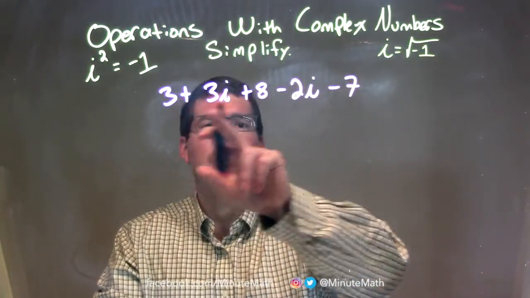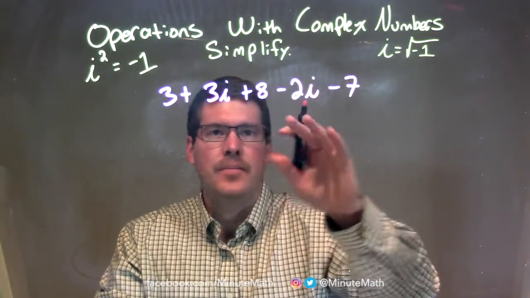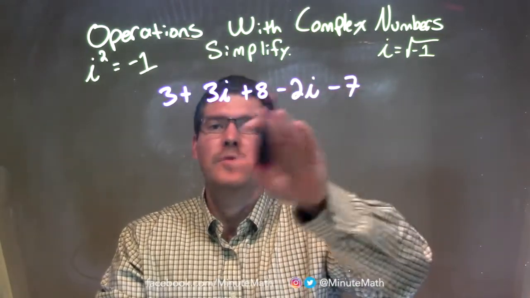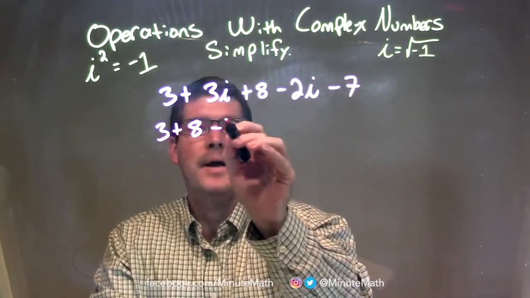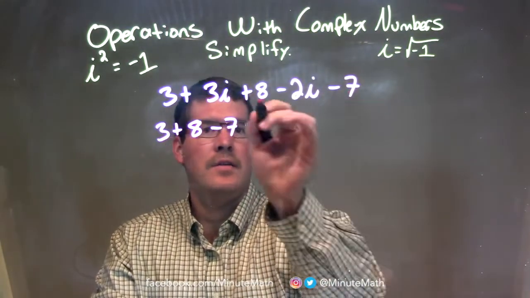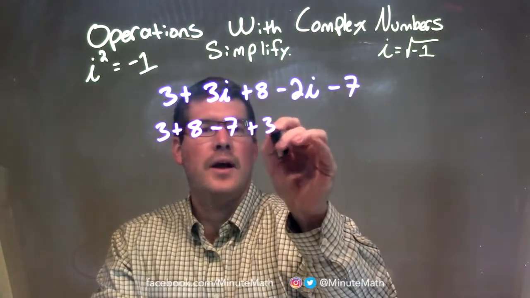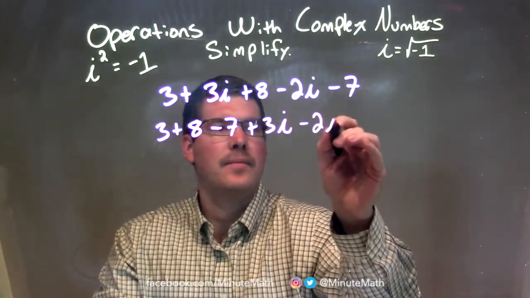So I'm looking at the 3 and the 8. I'm going to see if I can bring that together. So let's rearrange all of our like numbers next to each other. We have 3 plus 8 minus 7, and then we have the plus 3i, the minus 2i.